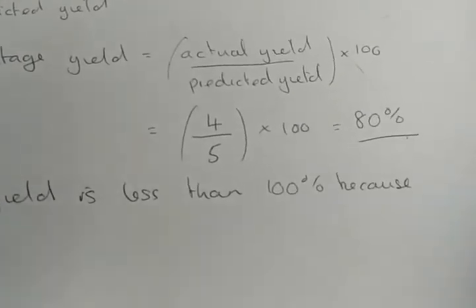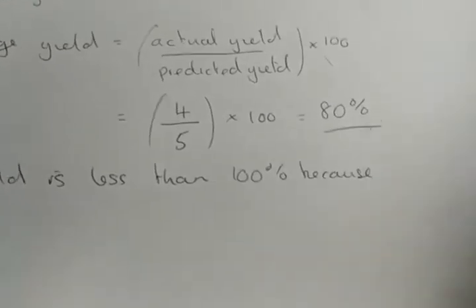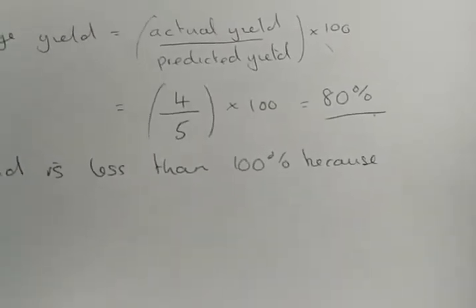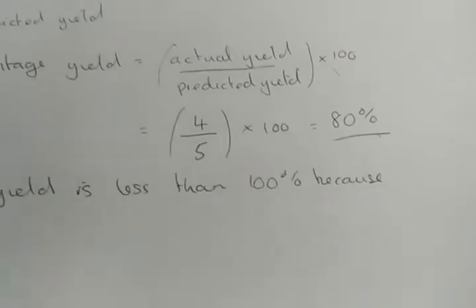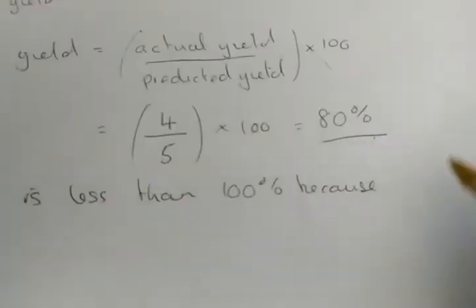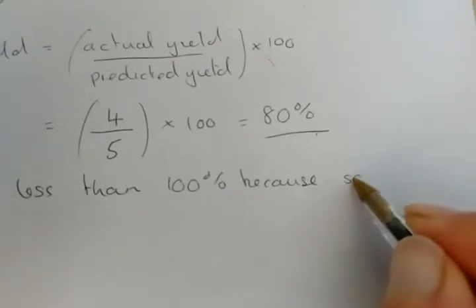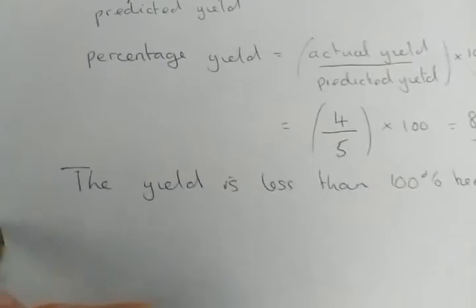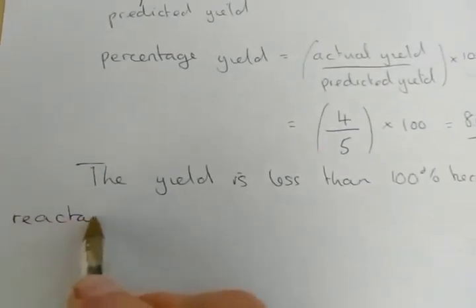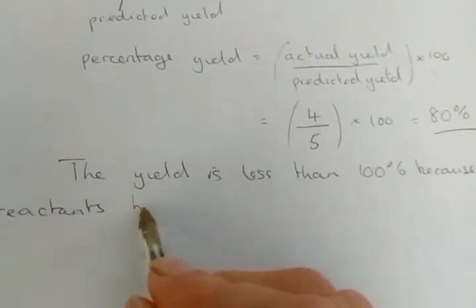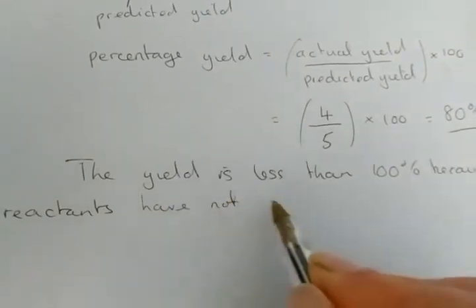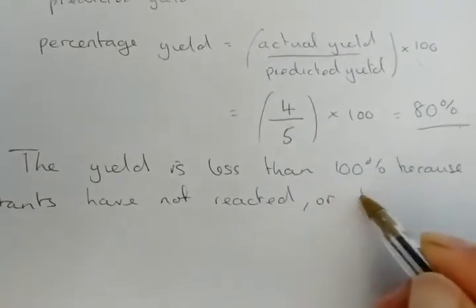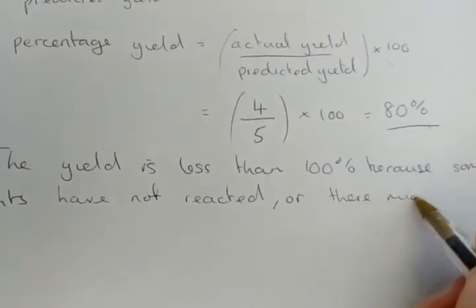Anytime we've got a reaction, the yield might be less than 100% because either some of the reactants are unreacted, or it might be that there is a side reaction. So this was because some of the reactants have not reacted, or there might be a side reaction making a different product.